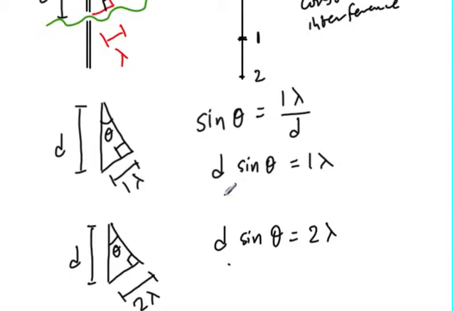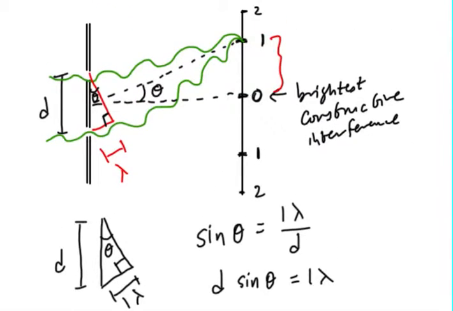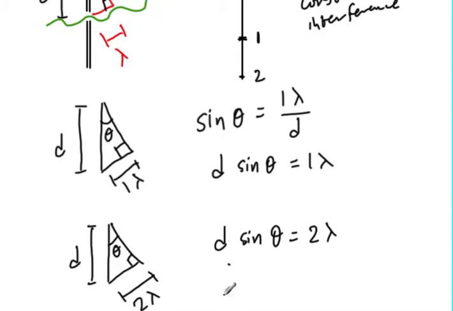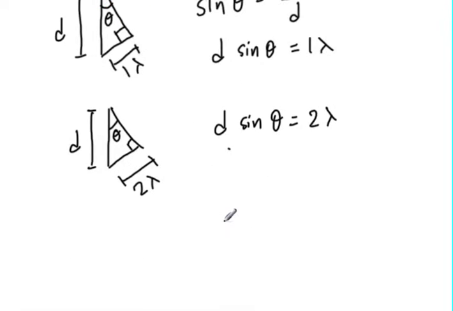The same thing goes if we want the next level of constructiveness, say the third one. The third one will be off the page at the top, but it follows the same pattern. It becomes d sine theta is equal to 3 lambda, and so on and so forth.